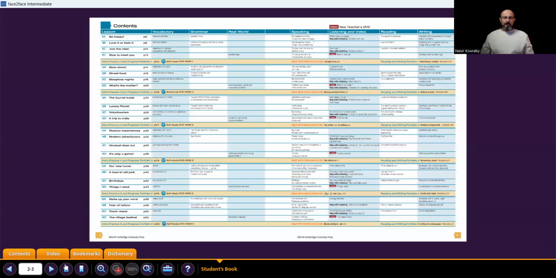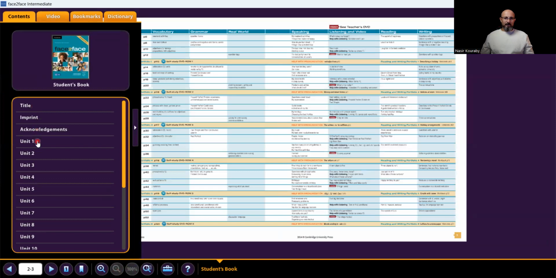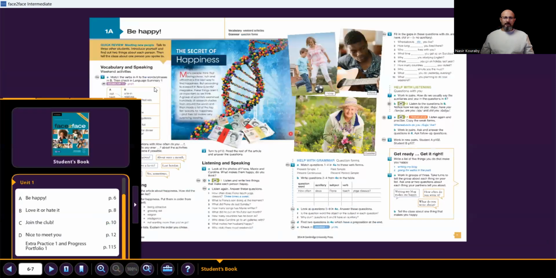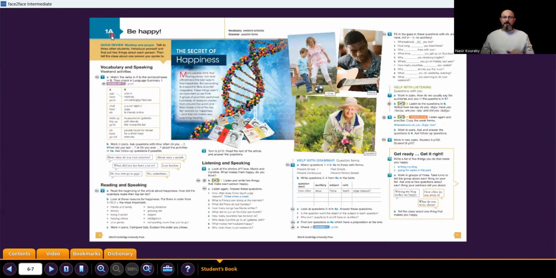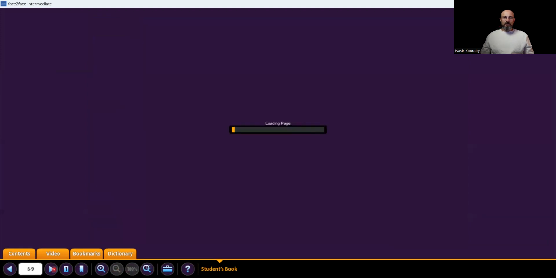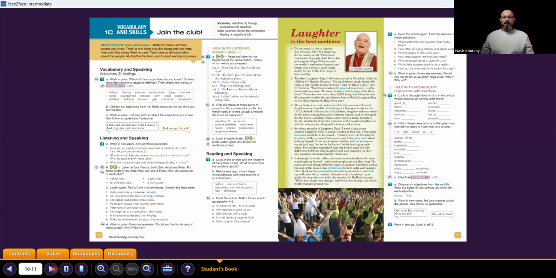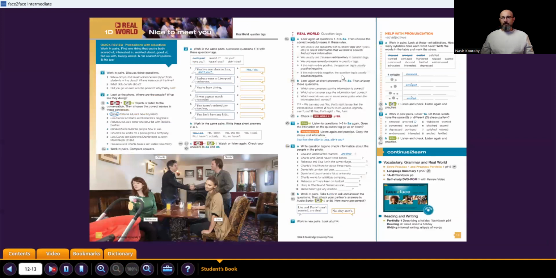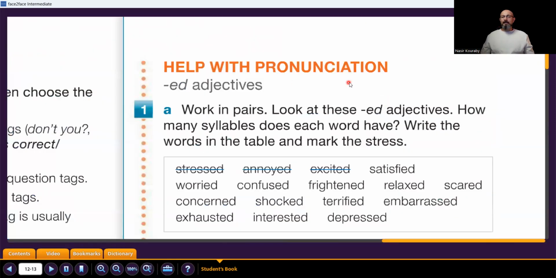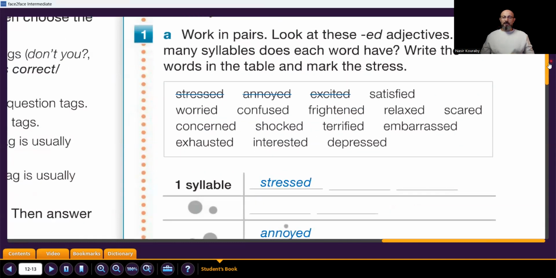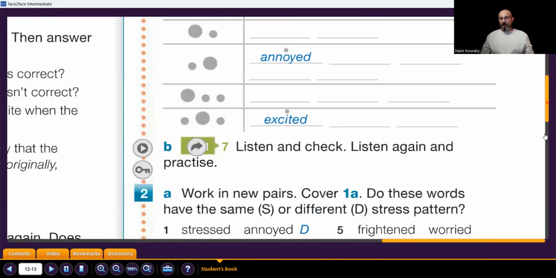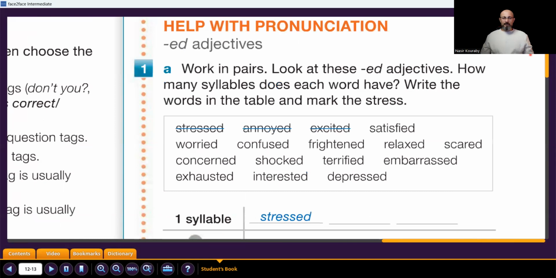If we go to the first unit, for example, the first lesson, 1A. We finish it, then 1B, 1C, 1D. Here we finish the first unit. At the end of each unit, not each lesson, each unit, you have a pronunciation part. Here we focus on the pronunciation of the words that we study in this unit, so you can say them in a better way. Only at the end of each unit.